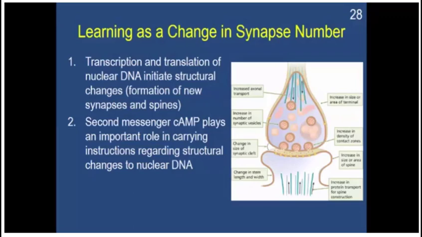And that is what we believe is learning: you change the number of synapses and the number of receptors. It's an amazing, fluid process. I want to introduce it here because we're going to come back to it when we get to learning and memory. And that's the end of this lecture.